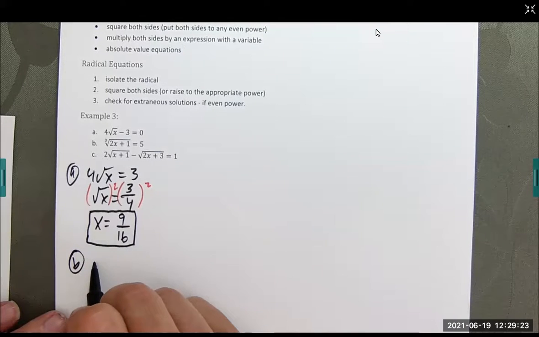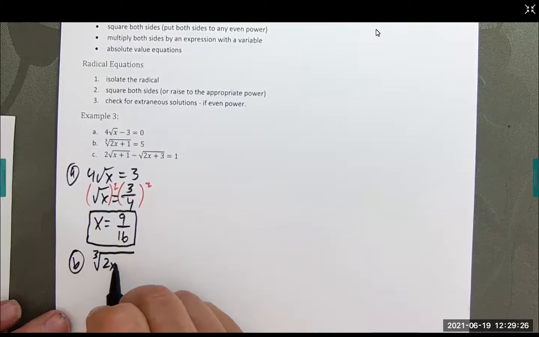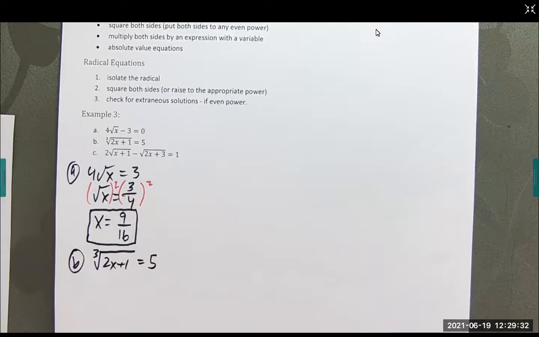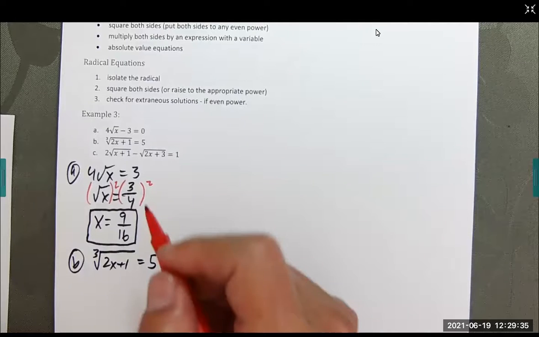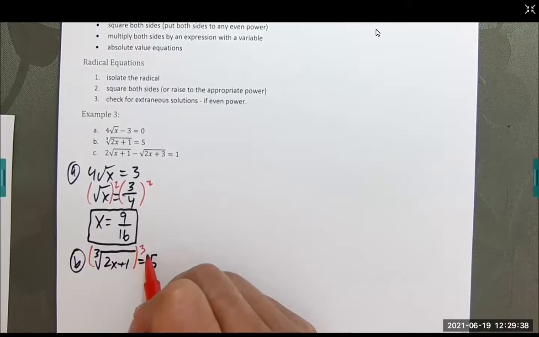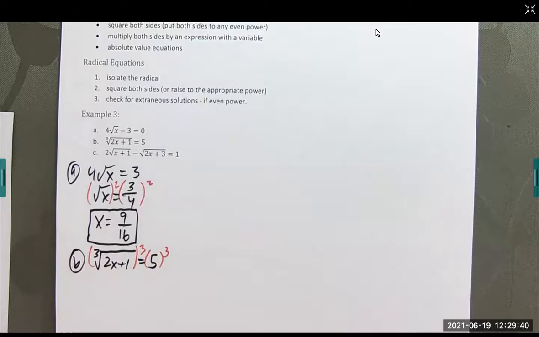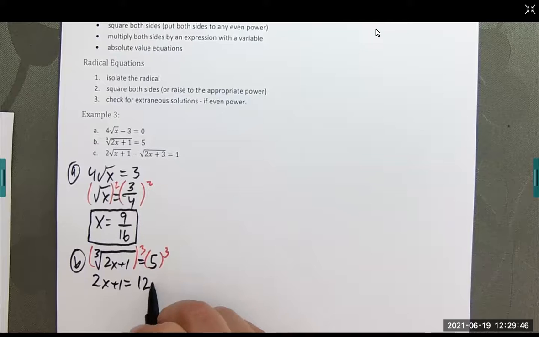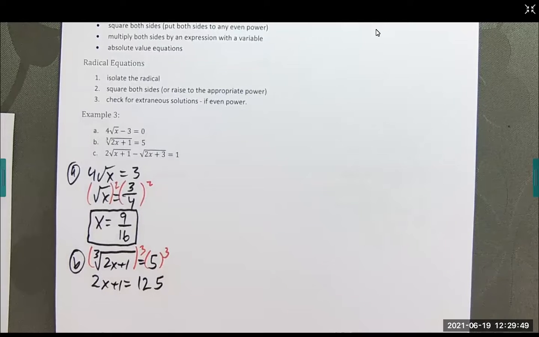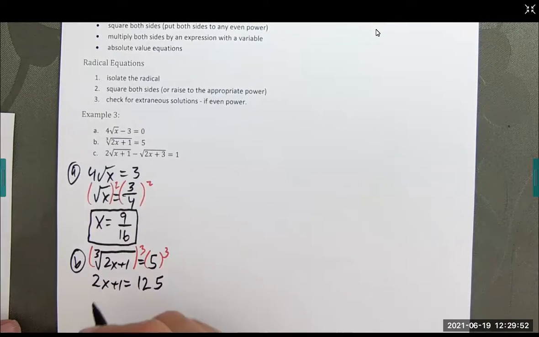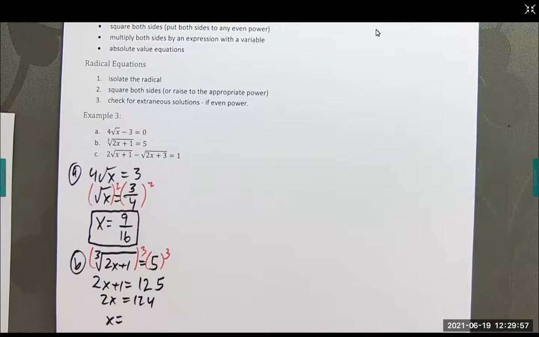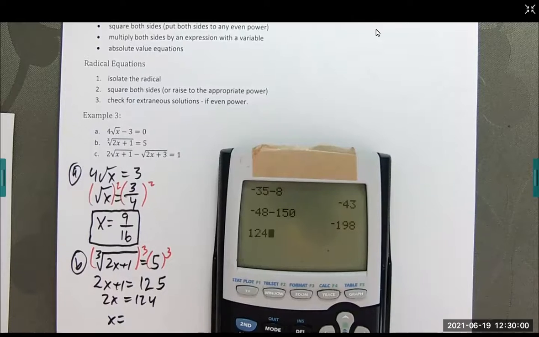Here we have cube root of 2x plus 1 equals 5. Now, because it's a cube root, instead of raising to the 2nd power, we're going to raise it to the 3rd power and solve the equation. 5 to the 3rd power is 125. Minus 1, 124. Divide by 2. 62.